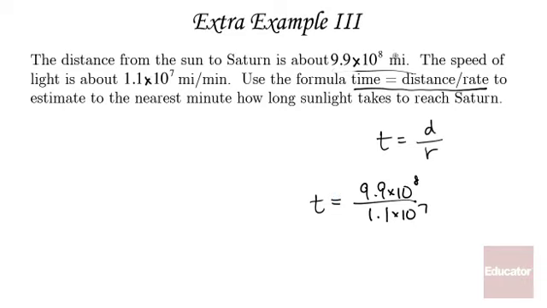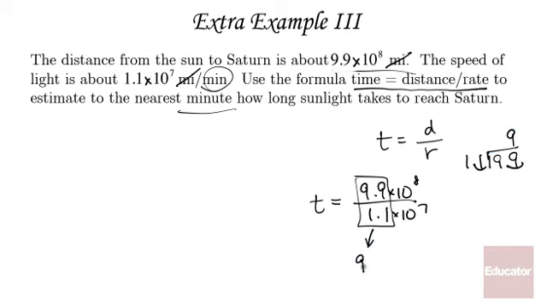If you notice, the miles and the miles will cancel out, leaving us with minutes, which is what the question is asking for, to the nearest minute. So I'm going to divide these numbers, 9.9 divided by 1.1, move the decimal out, move the decimal out. 11 goes into 99 perfectly 9 times. So 9.9 divided by 1.1 is 9. And now let's work with the powers. Remember that when you divide exponents, you're simply subtracting them. 8 minus 7 is 1. So it's going to be 9 times 10. And in this case, it's small enough you could say 90. So it'll take about 90 minutes for sunlight to reach Saturn.